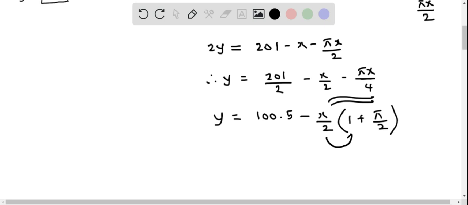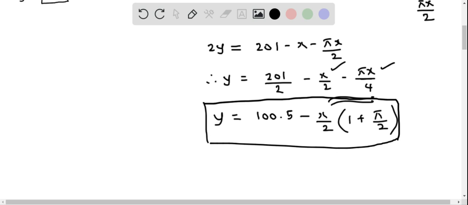When we multiply minus x by 2 times 1, we get minus x by 2, and minus x by 2 times pi by 2 is minus pi x by 4, which we have here. So this factorization is correct. This is the form that we will utilize for y, that is 100.5 minus x by 2 times 1 plus pi by 2.